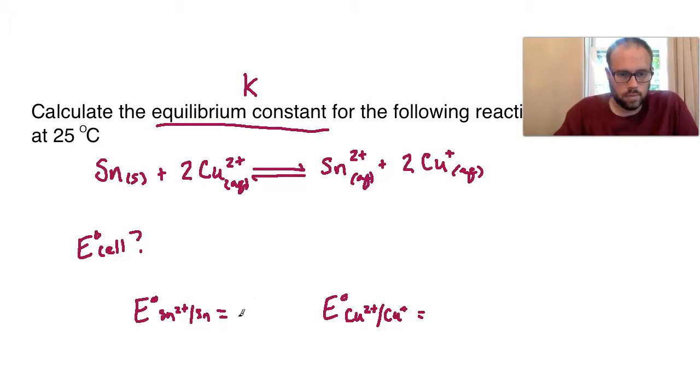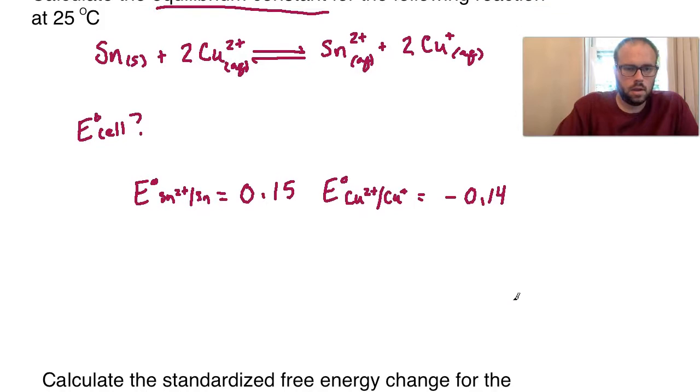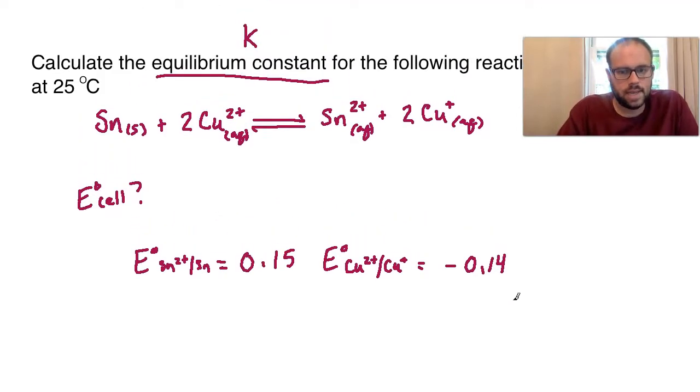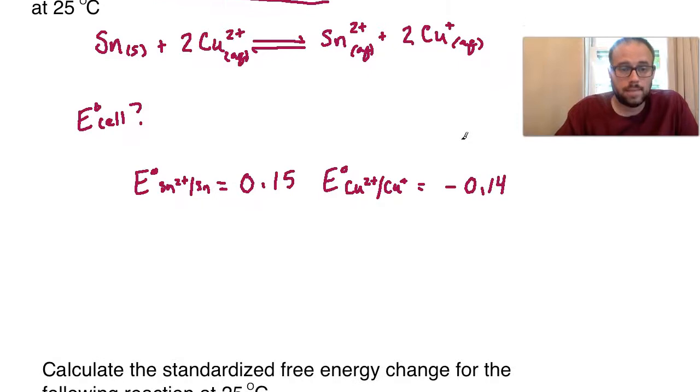Okay, so just to remind ourselves, this is 0.15, and this one we said was negative 0.14. Right, so in this case, we have to take a look which one is being oxidized and which one is being reduced as far as the cathode-anode relationship. So if we take a look, the copper is going from 2 plus to plus, so it's gaining electrons. It's being reduced, so it will be the cathode. So that means the copper needs to come first in the E cell equation.